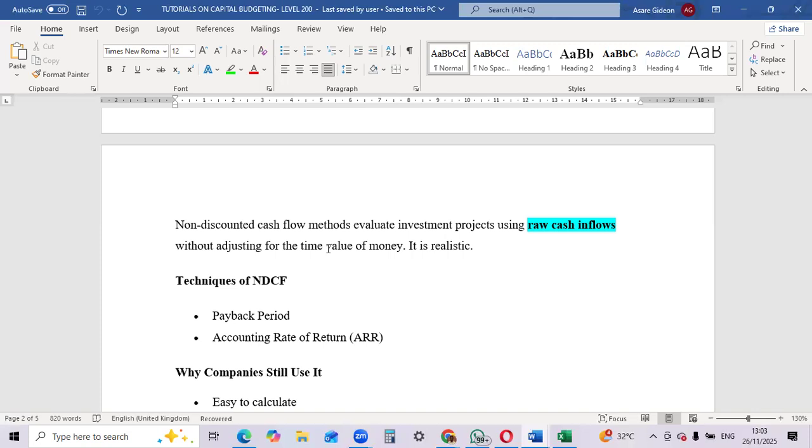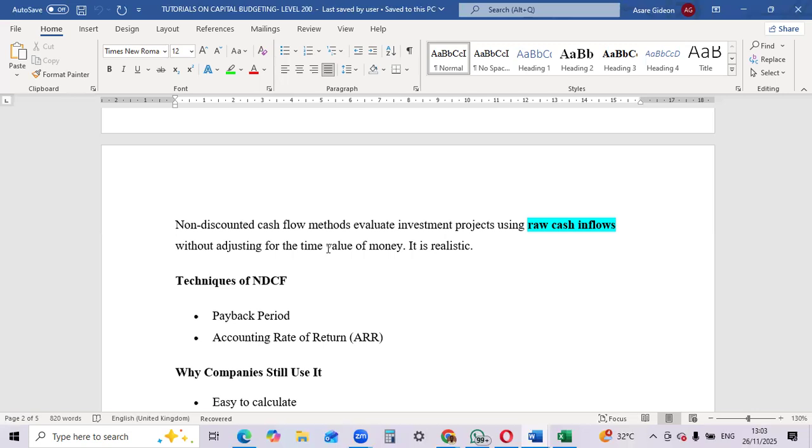But when it comes to non-discounted cash flow, they don't take into consideration the time value of money. They don't discount. They evaluate projects based on the raw cash inflows, the future inflows, the future incomes or the future revenues that would flow to the entity. They base their decisions on that. But beloved, it's very bad. It is not accurate. As we go forward, we are going to explain that. Okay? Yes, so don't worry about it. You're going to get everything.